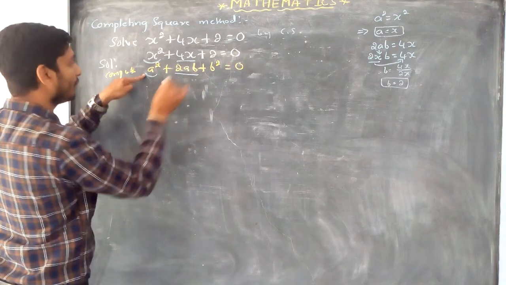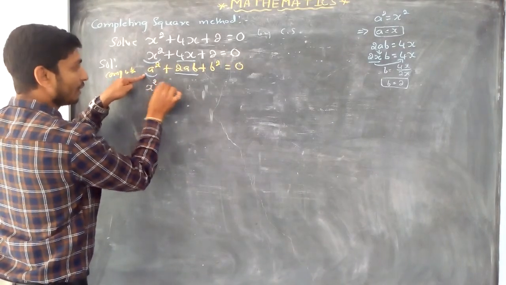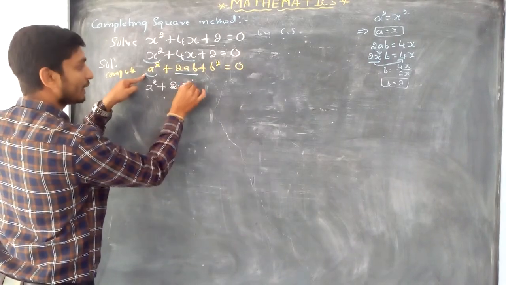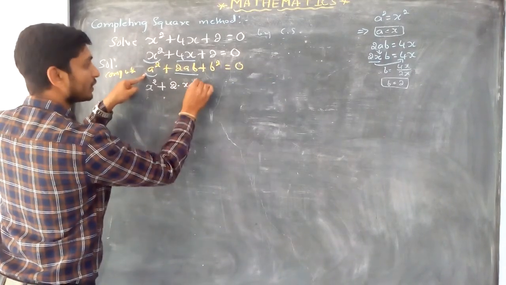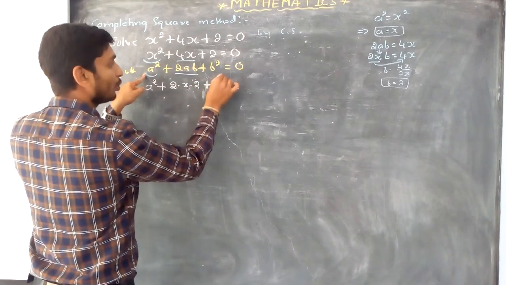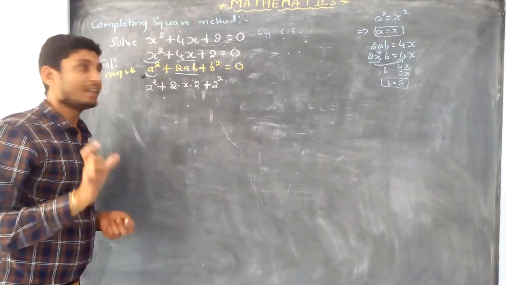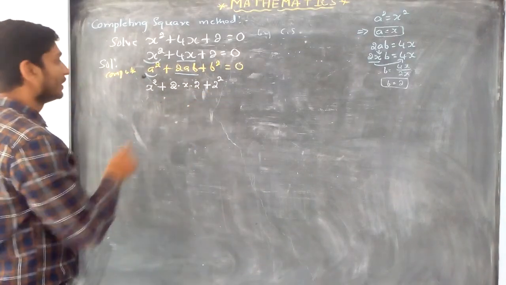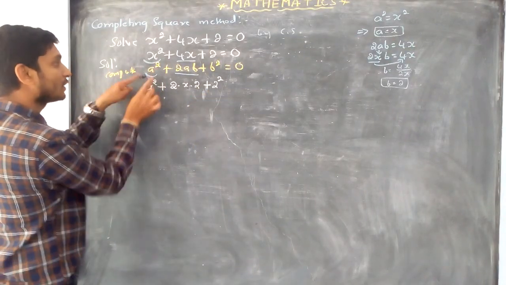a square means x square, plus 2 into a means x into b means 2, plus b square. b means what is there? 2 is there. 2 square. See, ಇಲ್ಲೂರಿಗೆ ತಪ್ಪಾಗಿರಲಿಲ್ಲ, ಈಗ ತಪ್ಪು ಮಾಡಿದೆ. ಏನು ತಪ್ಪಾಯ್ತು ನೋಡಿ? a square. See, a square means x square.